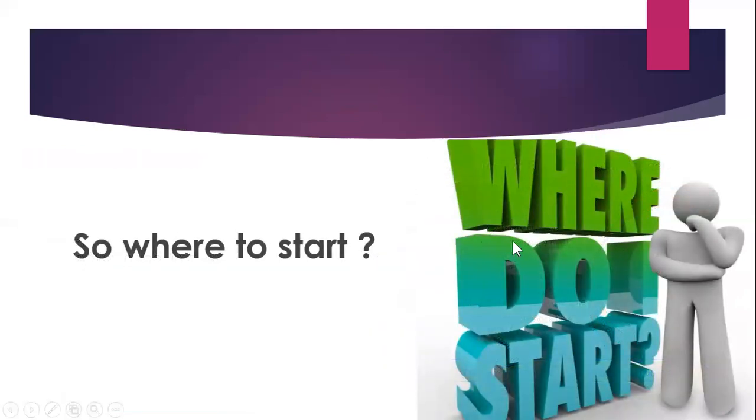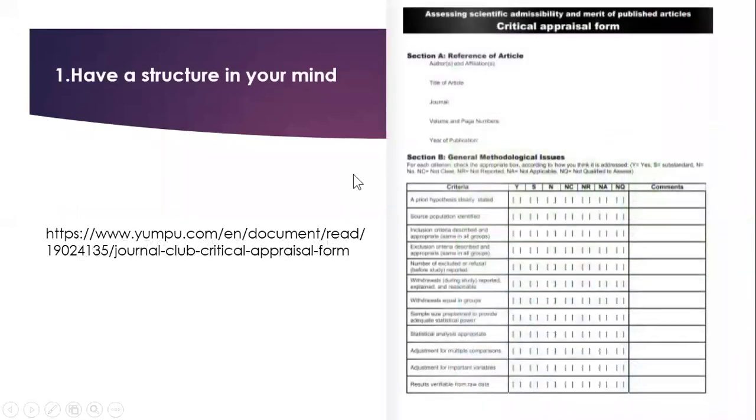So after all this, where do we start really? A lot of information, a lot of jargon. So I thought I'd put it simply. First, you have to have a structure in your mind. When you are downloading a paper and you want to critically appraise it, you have to have a structure.